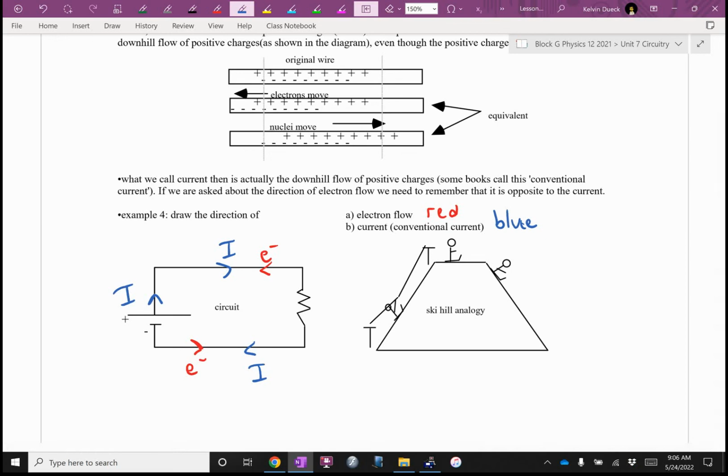Again, it's much nicer to imagine charges go up the chairlift, gaining energy, and lose energy through the resistor, as opposed to electrons going this way.